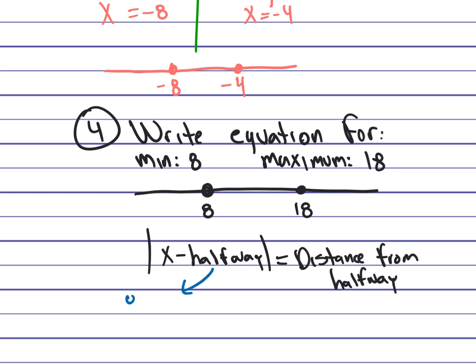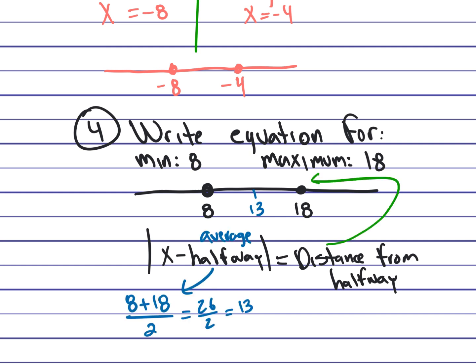For the halfway, I add both numbers and divide by 2. In other words, I find the average. So 8 plus 18 divided by 2, that's going to be 26 divided by 2, or 13. That's the point in the middle. And then I have to find the distance from the halfway. For the distance, I basically just check, hey, what's my distance between 13 and 18? In this case, it's going to be 5. You find it just by subtracting the numbers.